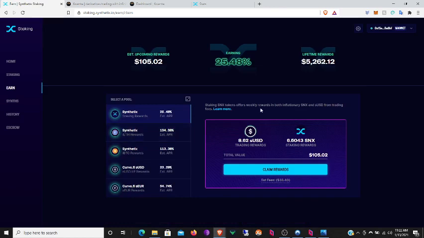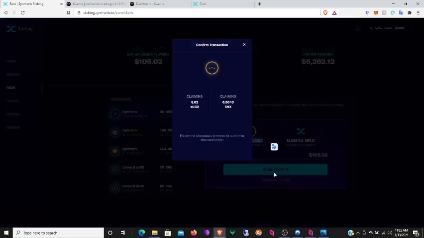Today, I'll be claiming $100 in value. I'm getting some Synthetix, which is my reward from the protocol, and $8, which is my reward from the exchange. When you supply liquidity to the Synthetix network, you do receive some of the trading reward as part of your total reward. Let's get claiming.